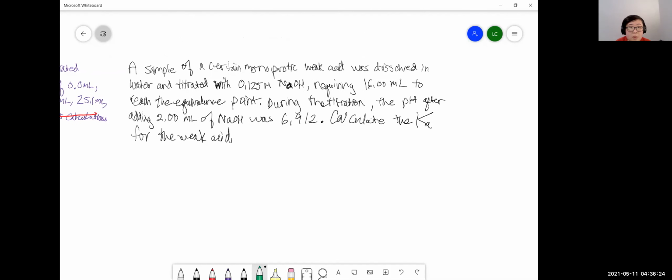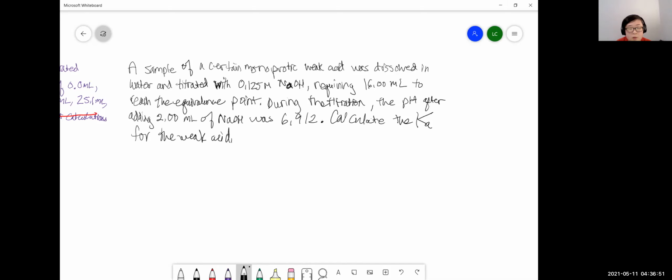The last problem I'll show you is a sample of a certain monoprotic weak acid was dissolved in water and titrated with 0.125 molar NaOH, sodium hydroxide, requiring 16 milliliters to reach the equivalence point. During the titration, the pH after adding 2.00 milliliters of sodium hydroxide was 6.912. Calculate the Ka for the weak acid.